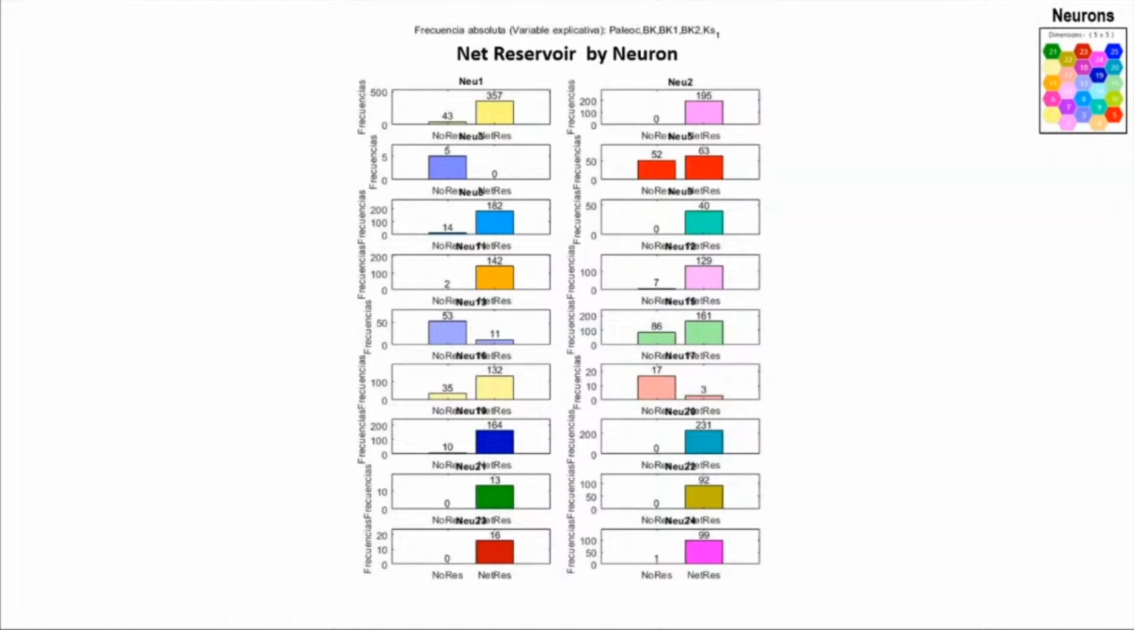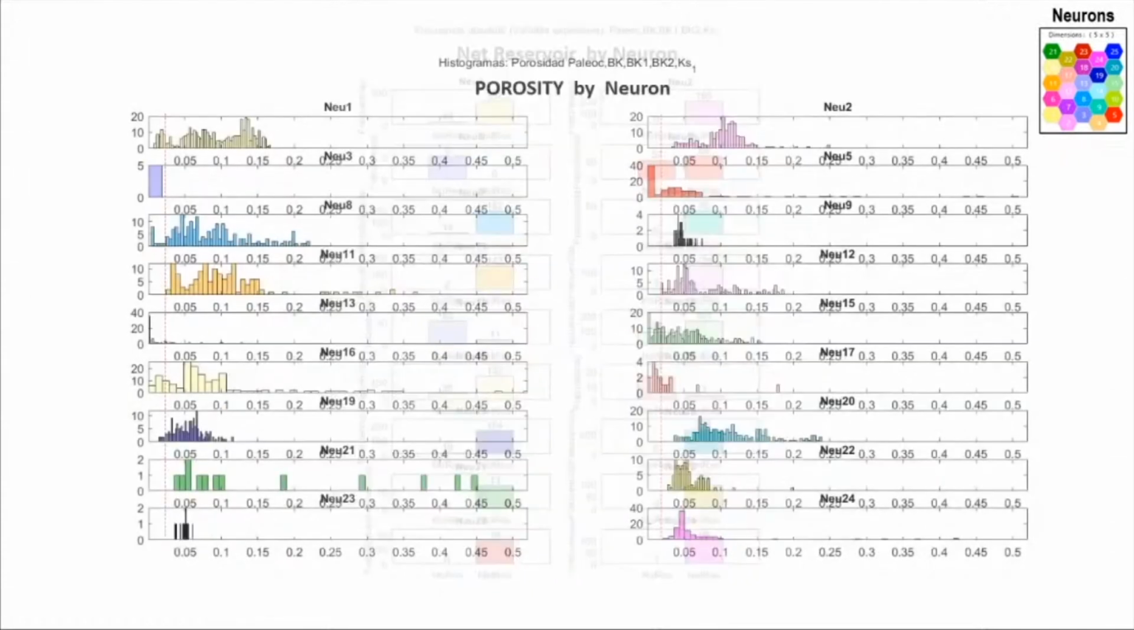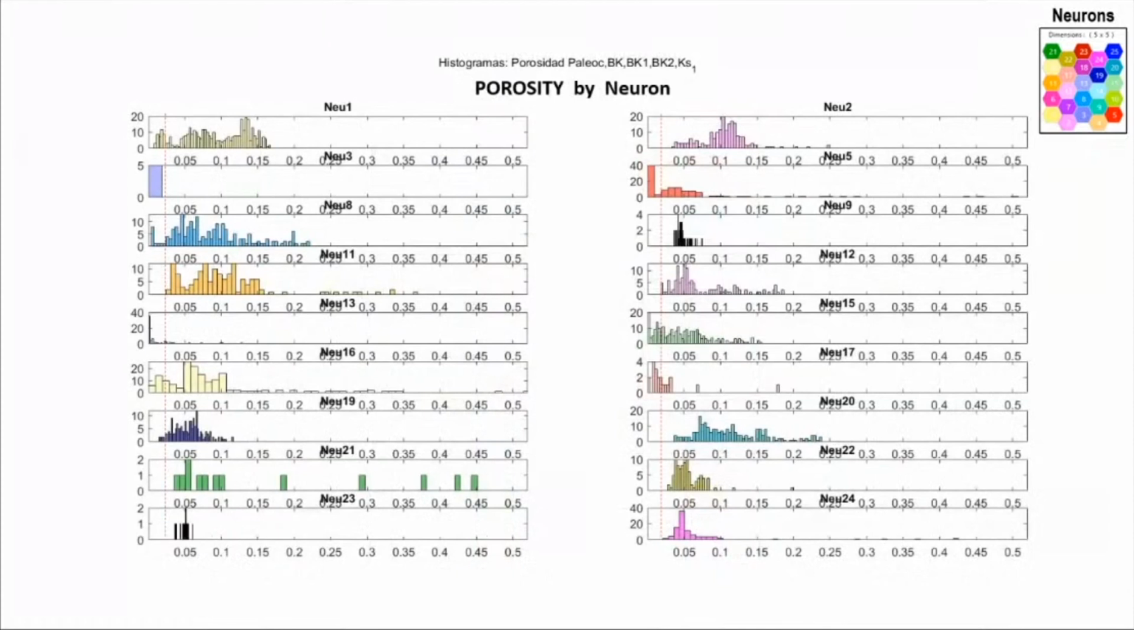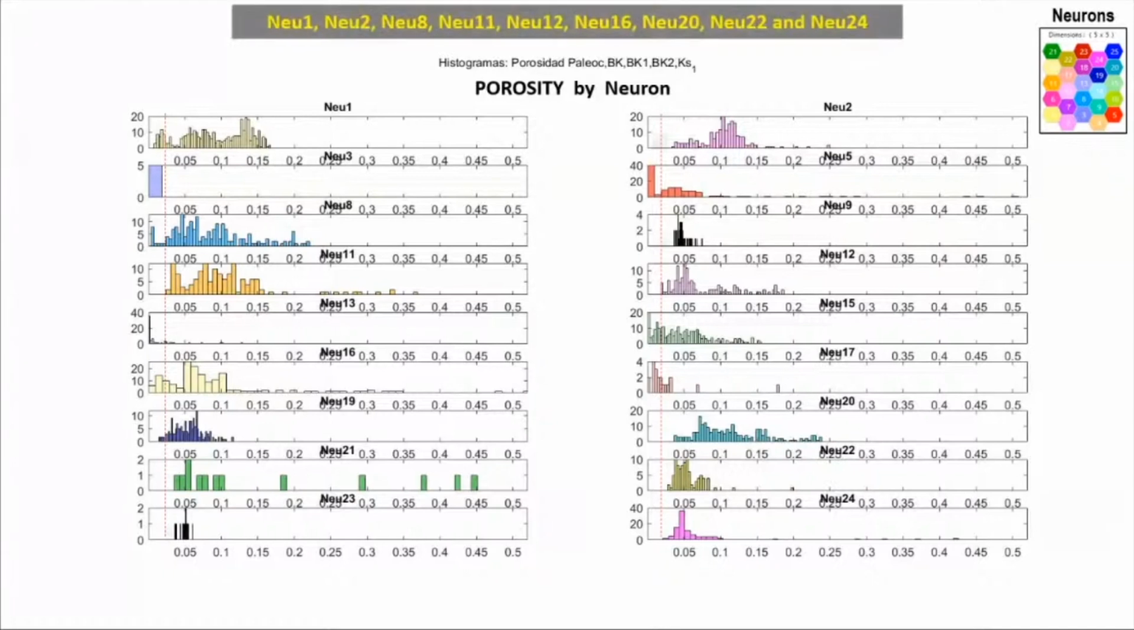This is a way to observe the behavior of this property. Also, you can see the porosity histograms by neuron. Neuron number 1, neuron number 2, neuron 3, and so on. And you can see the distributions of, in this case, porosity by neuron, and get more information from the data. The same occurs with V-shale.